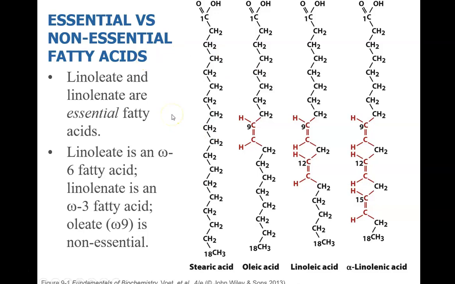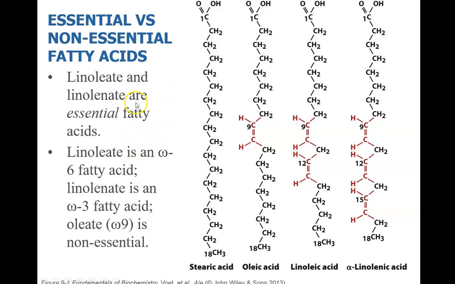Here are some examples. This shows the acidic form, where the carboxylic acid group is shown protonated. That's why the names are stearic acid, oleic acid, linoleic acid, and alpha-linolenic acid. If we pull the proton off, we would call it stearate, oleate, linoleate, and alpha-linolenate.